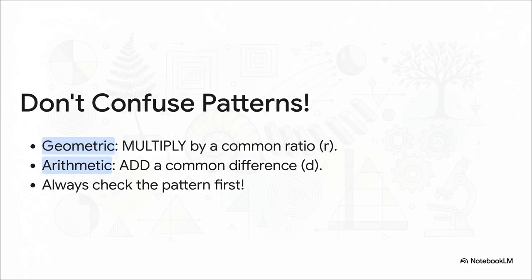The other big mistake is just mixing up your patterns. You get so focused on one type, you forget the other exists. So the very first thing you should do when you see a sequence problem is ask, am I adding the same number or am I multiplying? If you're adding, it's arithmetic. If you're multiplying, it's geometric. That one simple check will save you so much trouble.